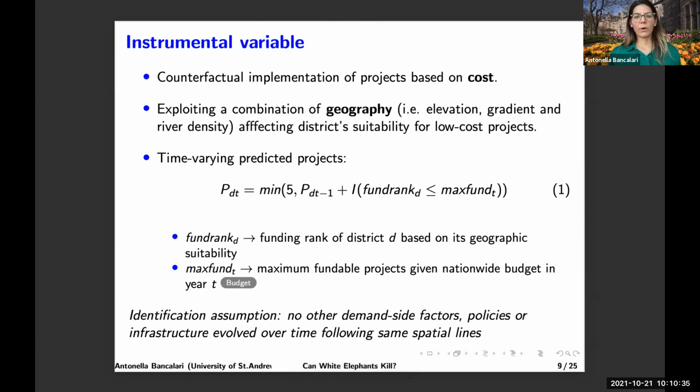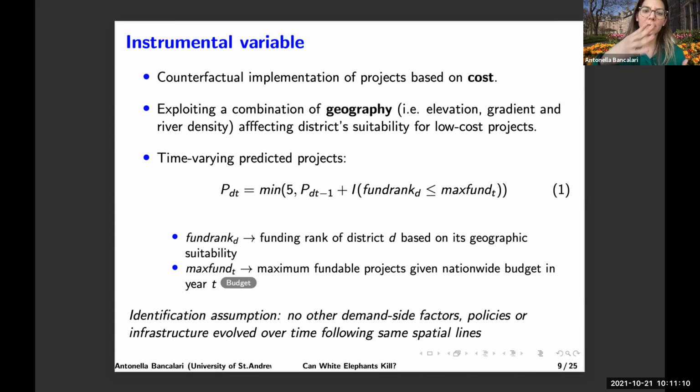So what I do to go around the endogenous implementation of sewerage projects is to rely on an instrumental variable. And I essentially use a counterfactual implementation of projects based on cost. So I exploit the fact that a unique combination of geography, so essentially low elevation, steep gradient, and water flows, so a high river density, are affecting the district's suitability for low-cost sewerage projects. Now, this is going to give me a cross-sectional ranking of districts in terms of their suitability.